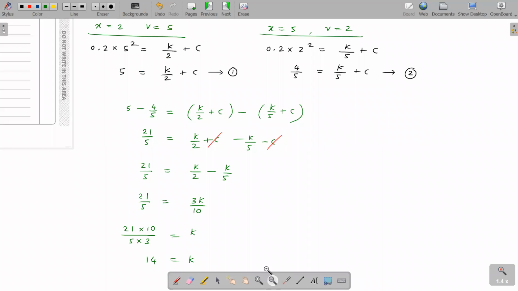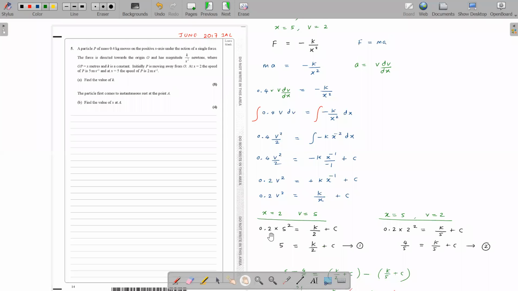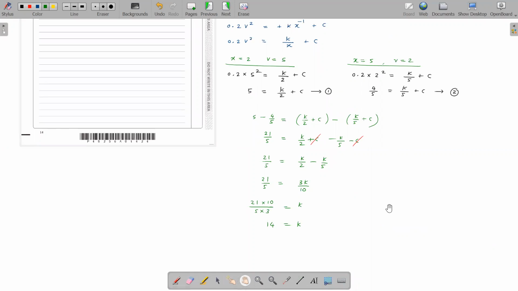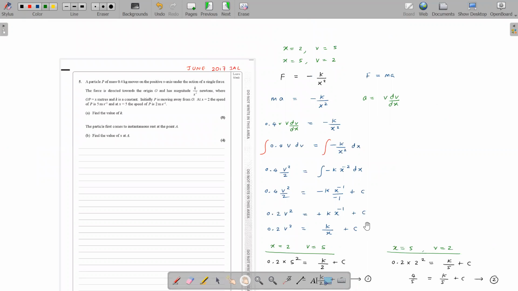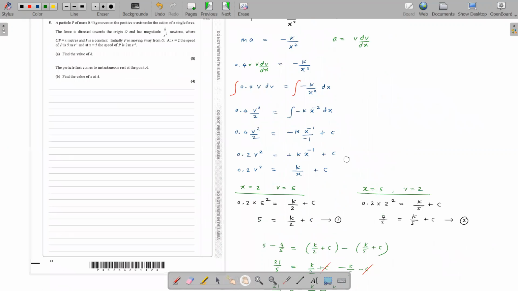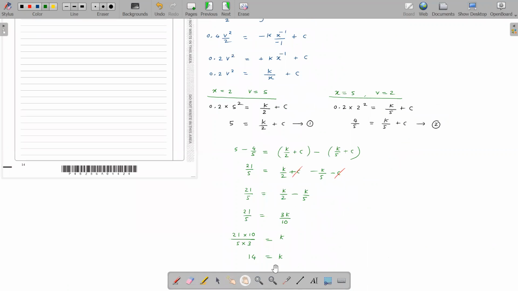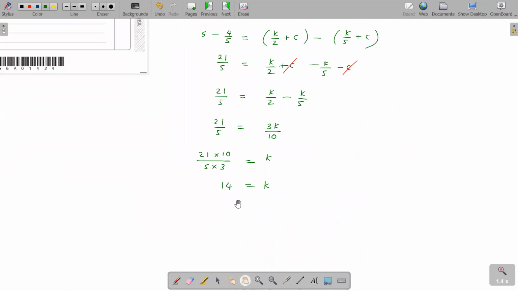So this is the answer for part A, because in part A, they ask you to find the value of k. That's it. So you stop at this point. This is the k value. Okay, so then moving on to part B. The particle first comes to instantaneous rest at the point A. Find the value of x. So again, what do you have to do here? We already have the equation for v with respect to x. Particle comes to instantaneous rest means what? Simply input v as 0.